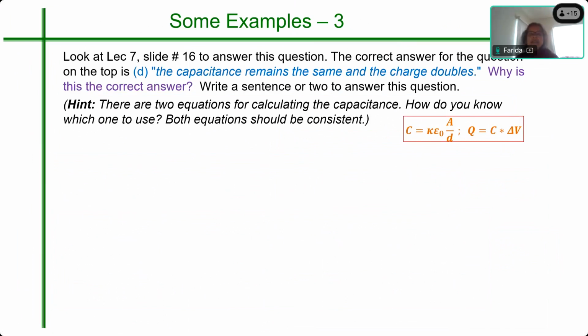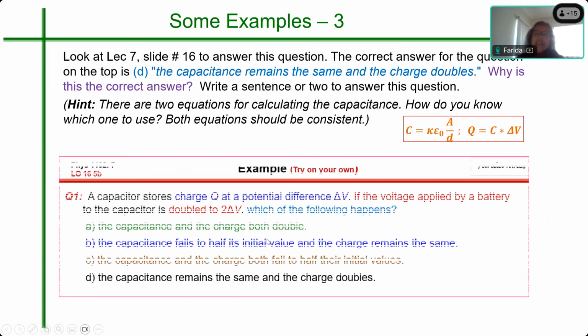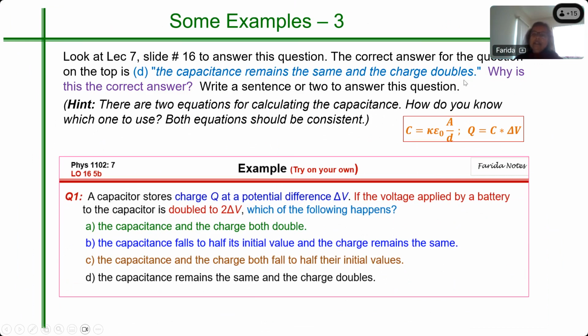Now, this one is another example. This one is lecture 7, slide 16. And here is the question. It is about a capacitor which is connected to a battery and it has charge Q. So all we did is change the battery, double the potential difference, and then what is going to happen? Again here, remember I told you that my goal is to have them think about why you would choose this as the correct answer. I told them the correct answer here is that the capacitance remains the same, but the charge is going to double. So why is this the correct answer?